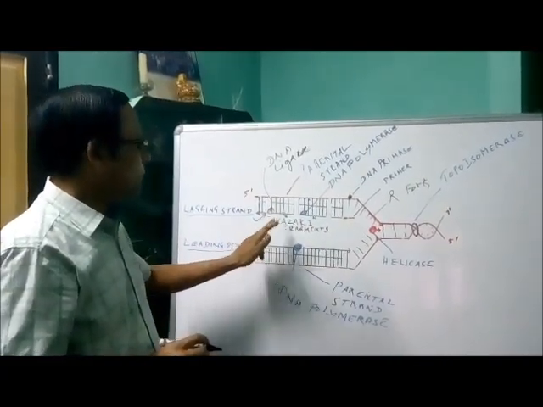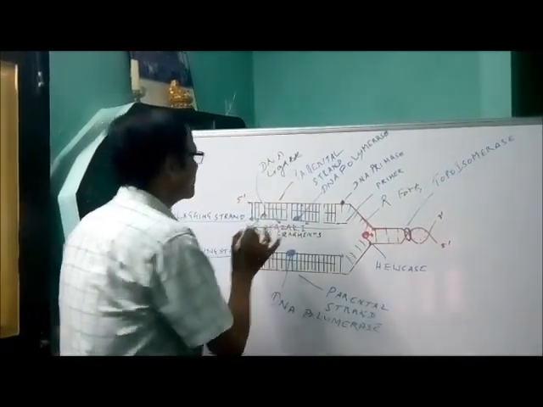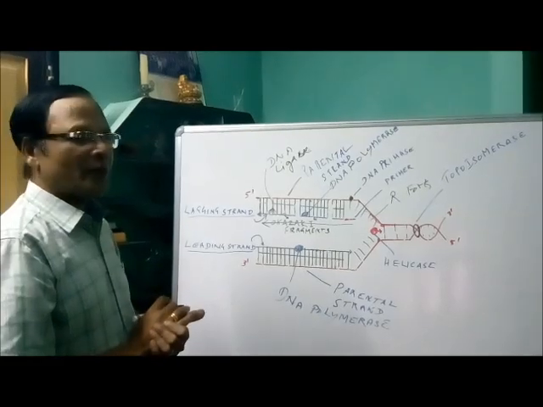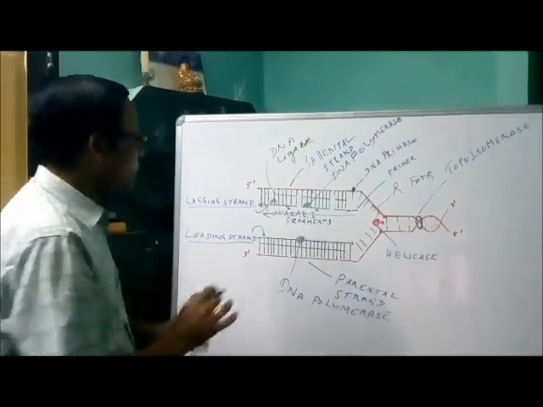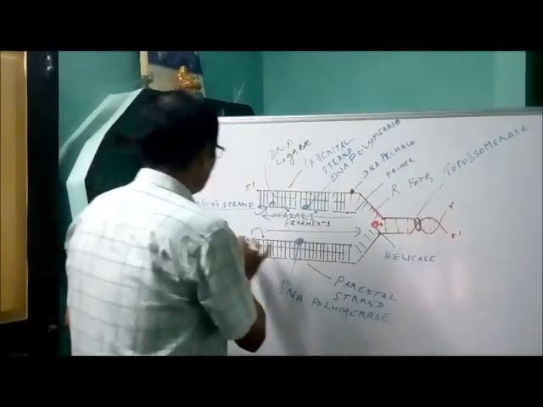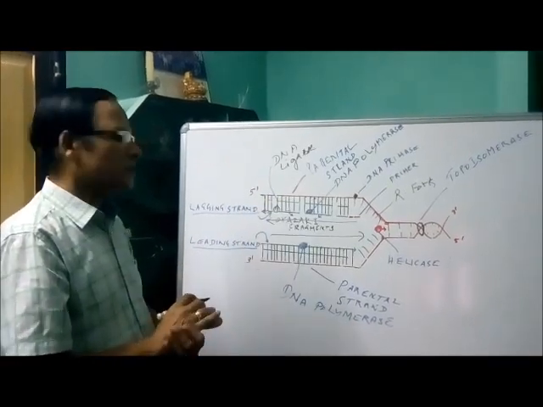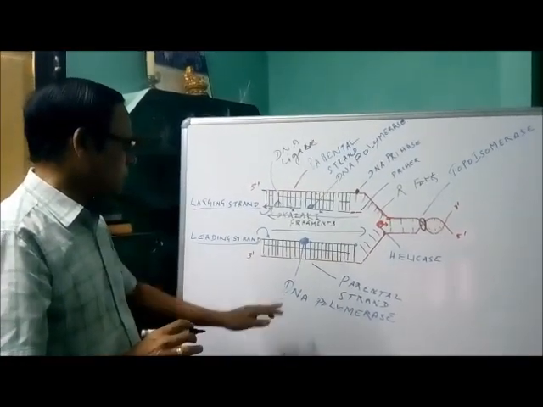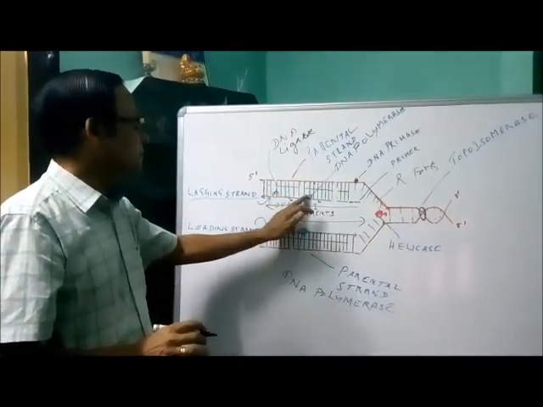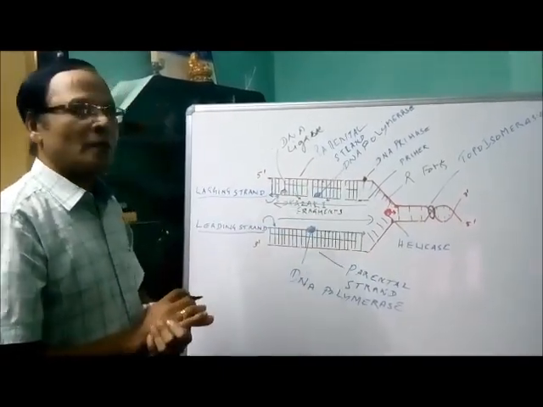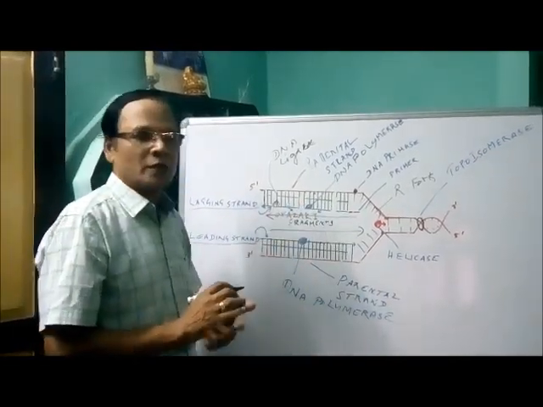Now, this strand is produced away from the replication fork. This is the direction of the formation of the lagging strand. Another strand is formed continuously, which is normally formed towards the replication fork, and this is called the leading strand. Now, the addition of nucleotides, called polymerization, is brought about by the enzyme DNA polymerase. This is DNA polymerase in both the strands. But the DNA polymerase cannot initiate the process of replication.